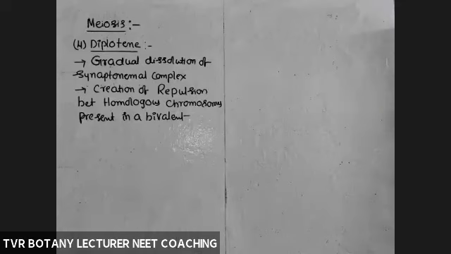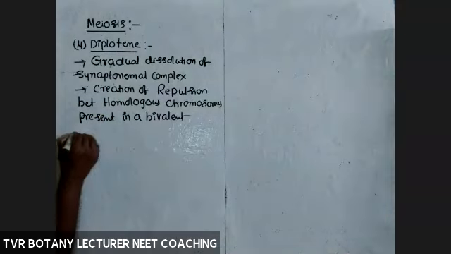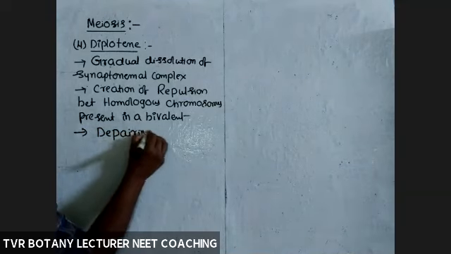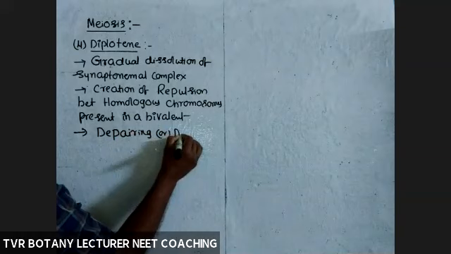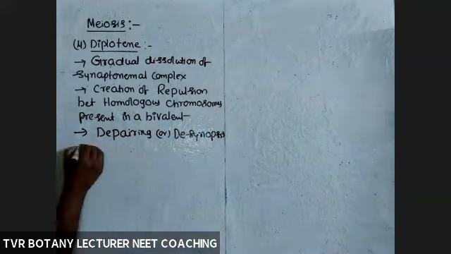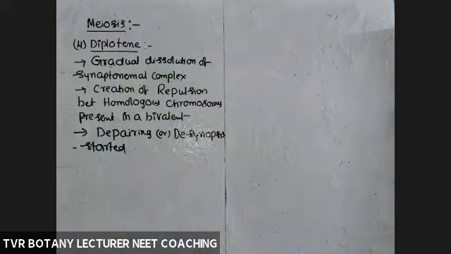Gradual disintegration or dissolution of the synaptonemal complex leads to what? Leads to creation of repulsive forces or removal of attractive forces between homologous chromosomes present in a bivalent. Means here depairing, or desynapsis, is initiated. Okay, so depairing is initiated.